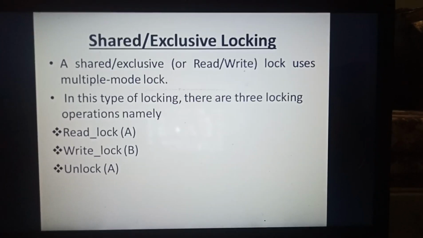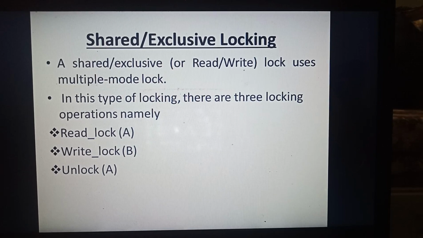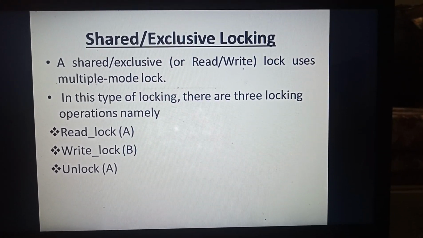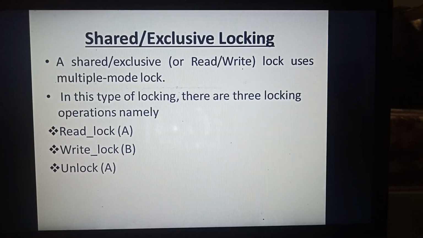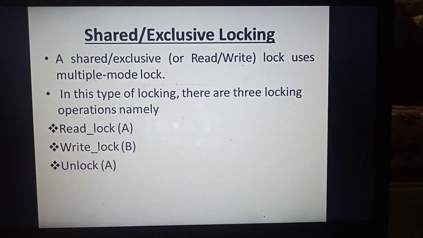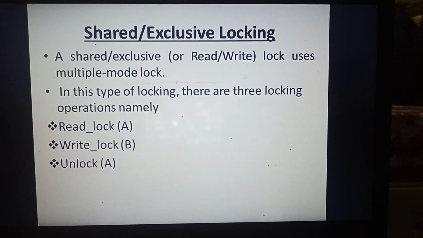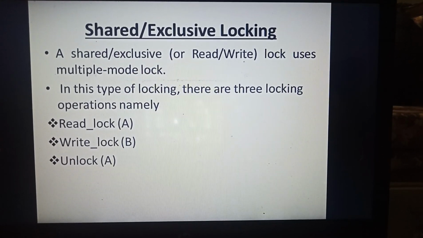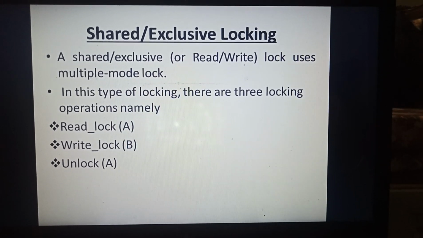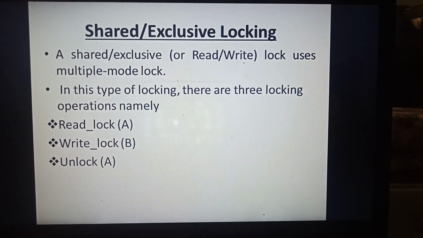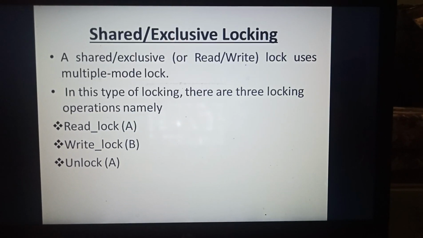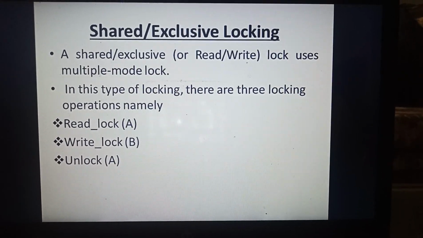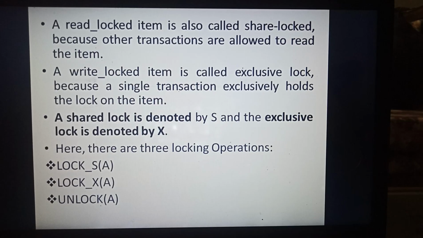Now, after binary lock, second type of locking is shared or exclusive locking. A shared exclusive or read-write lock uses multiple mode lock. In this type of locking, there are three locking operations, namely read lock A, write lock A, where you have to write the data item name, and unlock operation. So the operations are read lock, write lock, and unlock.